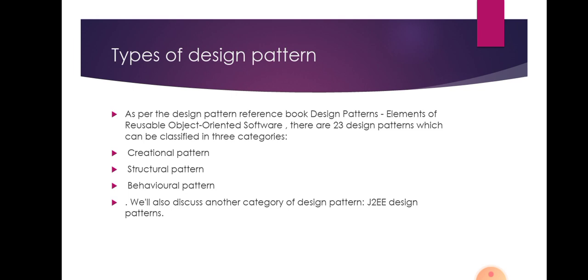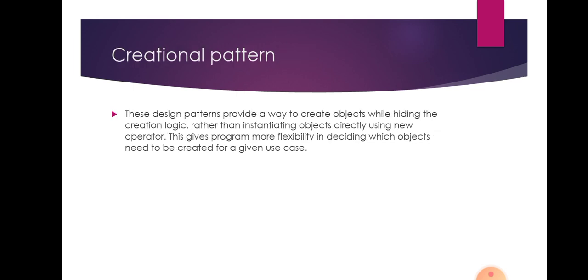Types of design patterns. As per the design pattern reference book Design Patterns, Elements of Reusable Object-Oriented Software, there are 23 design patterns which can be classified in three categories: creational pattern, structural pattern and behavioral pattern. We will also discuss another category of design pattern, J2EE design patterns. First we are going to explain the creational pattern.